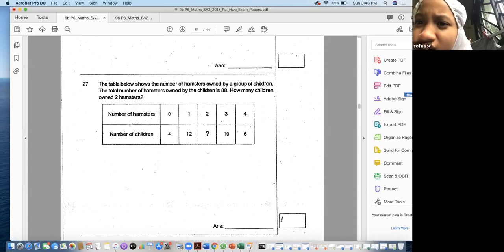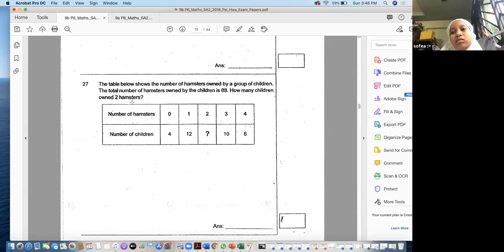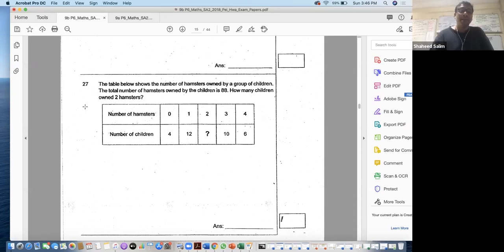That's why. The total number of hamsters is 88. Hamsters and human beings are different. The total number of hamsters, can you see? Singapore's paper is like that. They will try to trick you. Careful, careful. Total number of hamsters.